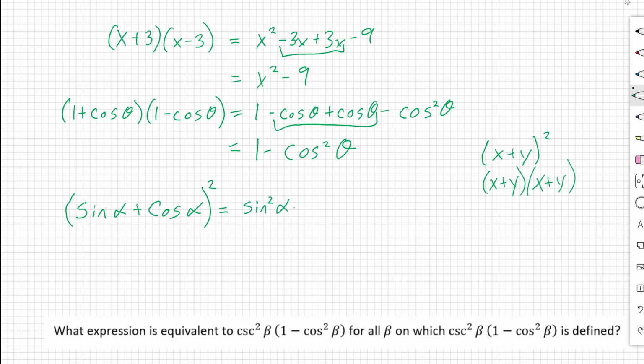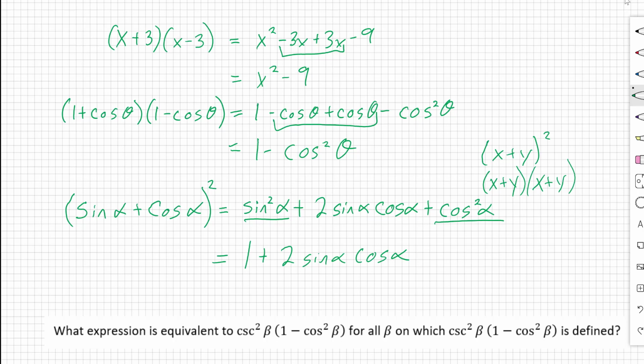Well, when we do this here, sine alpha plus cosine alpha, the quantity squared, we get sine squared alpha plus 2 sine alpha cosine alpha plus cosine squared alpha. And then we can play other tricks with this. For example, we've got sine squared alpha and cosine squared alpha. We know that that's just 1, isn't it? So that gives us 1 plus 2 sine alpha cosine alpha.